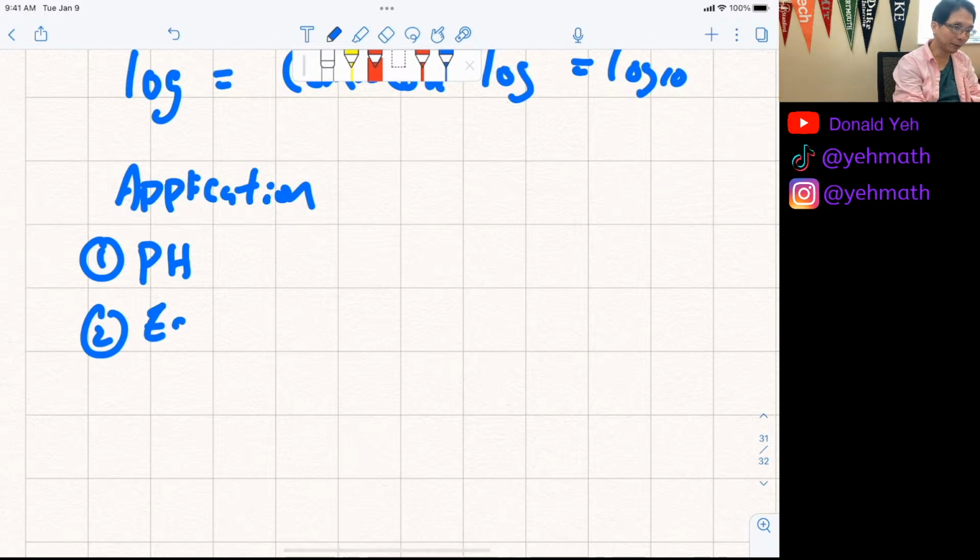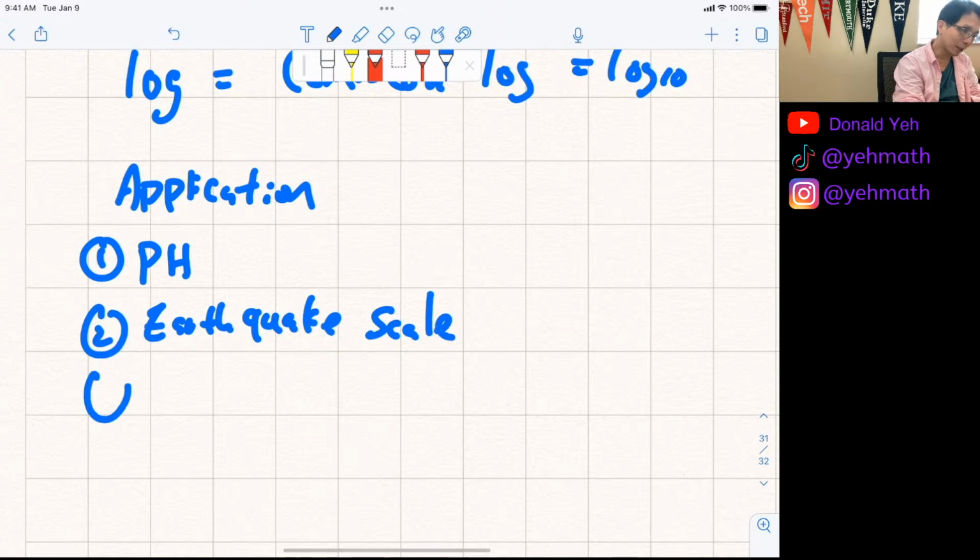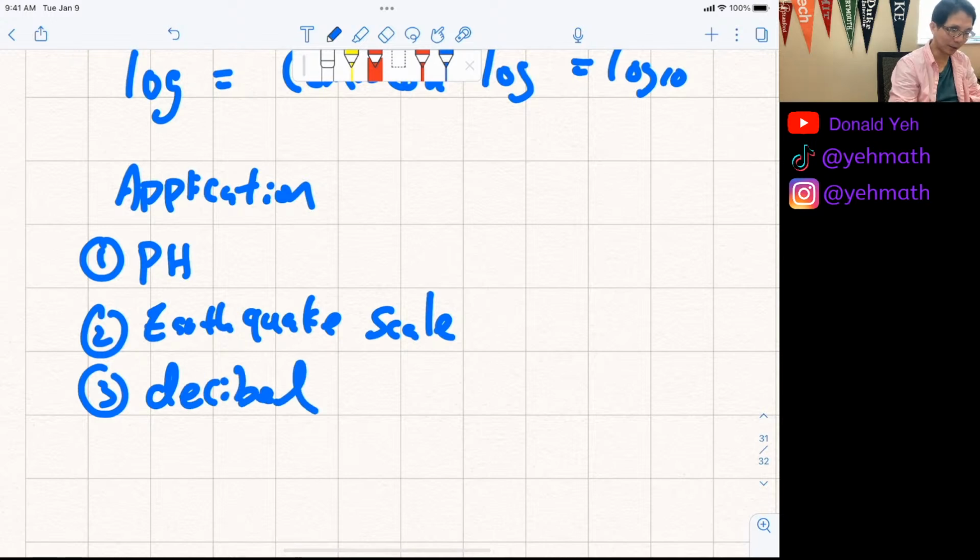Also, earthquake scale. You can choose to write it down or not. This is not in the calculus, we just give you an introduction because we have to learn how to take a derivative using log. But at least I want you to know what log is. The third application is decibels. Do you know what decibels are? Sound. Okay. I don't know how to spell decibel. I think it's like this. Okay, so decibel.